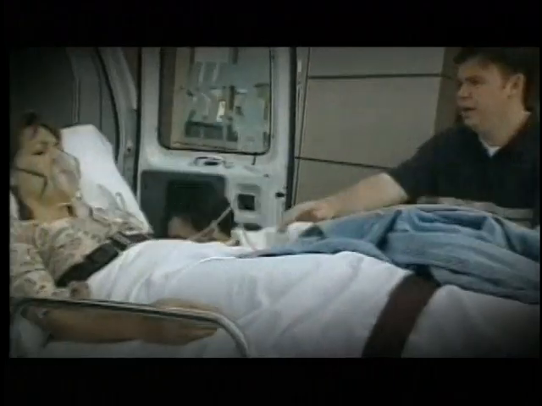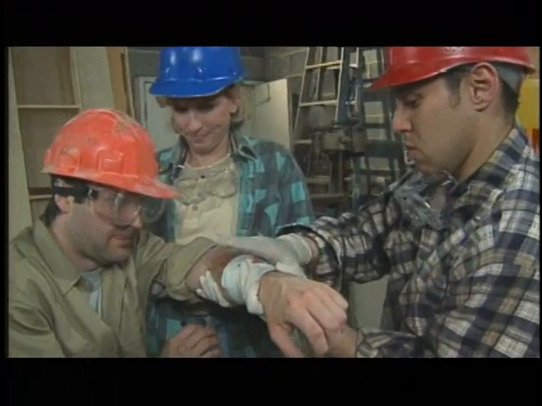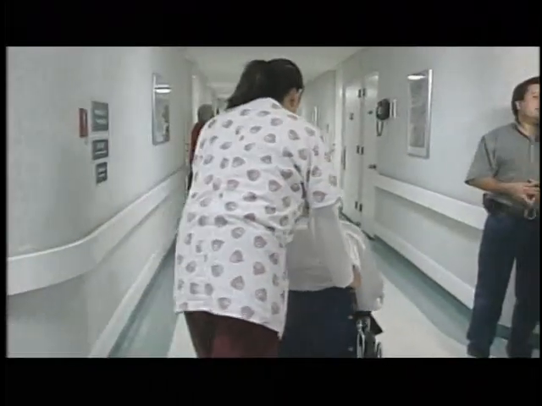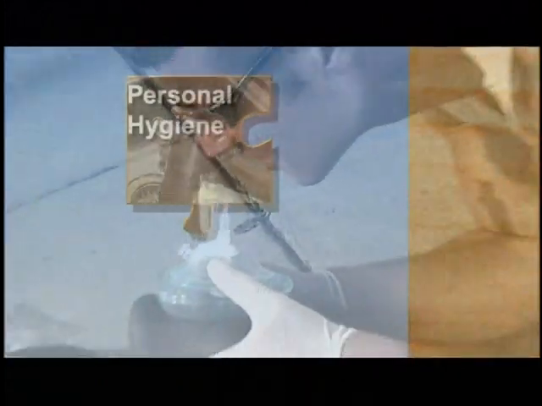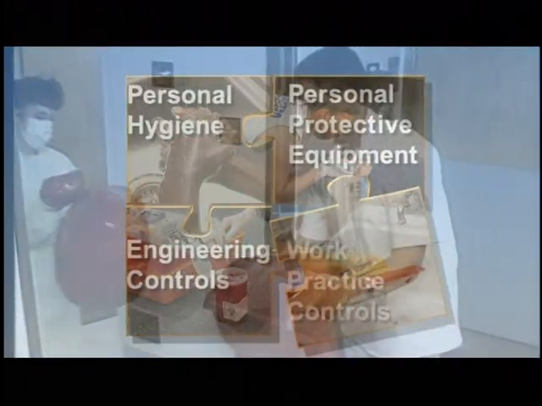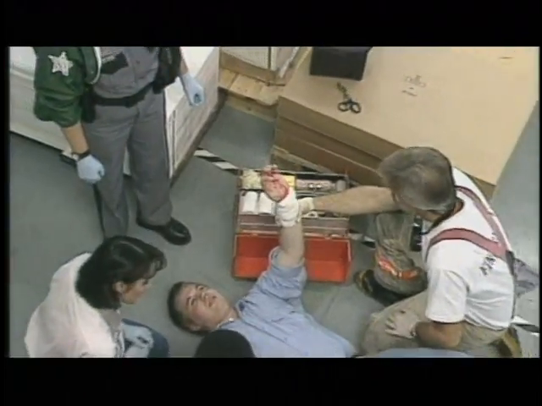This training is only a part of an overall exposure control plan. This plan is an important step in eliminating or minimizing employee exposure to blood or other potentially infectious materials. Minor changes can make a major difference in minimizing occupational hazards that may jeopardize your health. Remember, by practicing good personal hygiene, using personal protective equipment, and following engineering and work practice controls, you will take a big step towards safeguarding yourself and others against disease transmission.